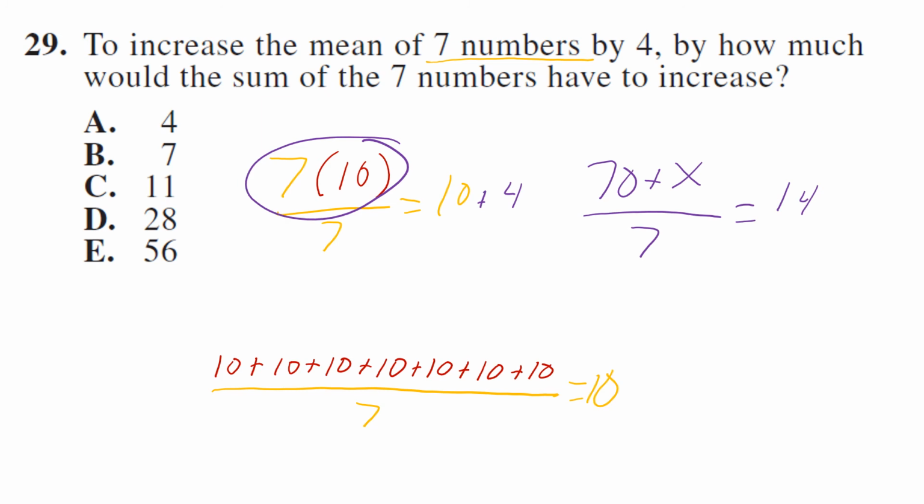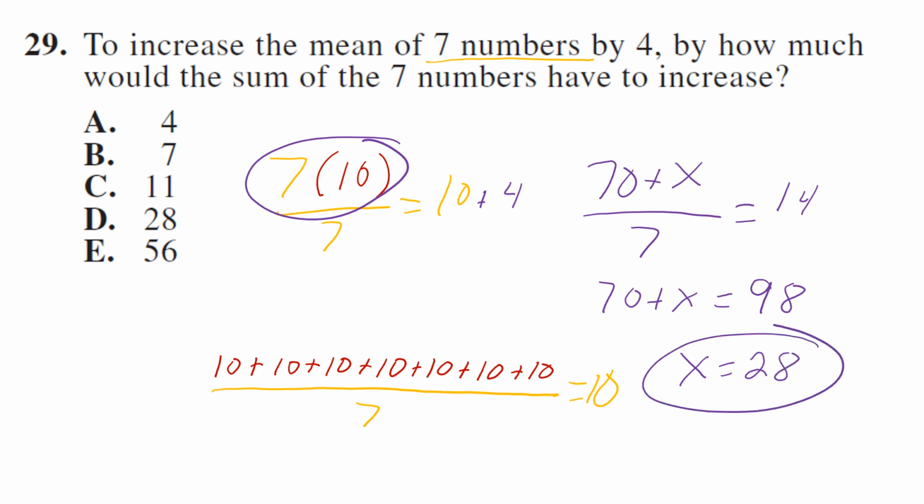So multiply both sides by 7. We have 70x, nope, that's wrong. It's not 70x, it's 70 plus x equals 7 times 14, which is 98. We subtract 70 from both sides and we get x equals 28. So it has to increase by 28 to get 14. So D.